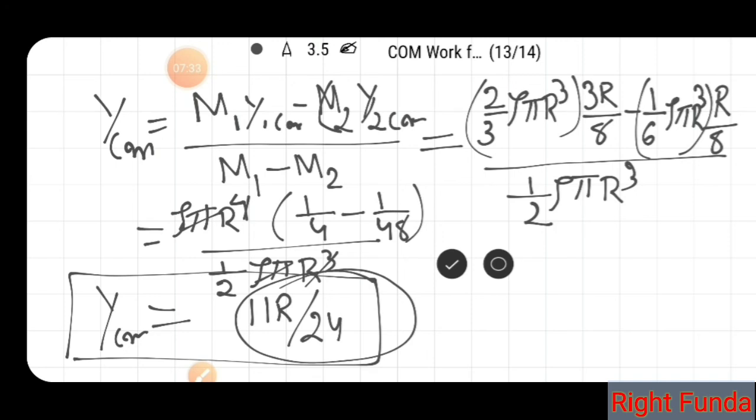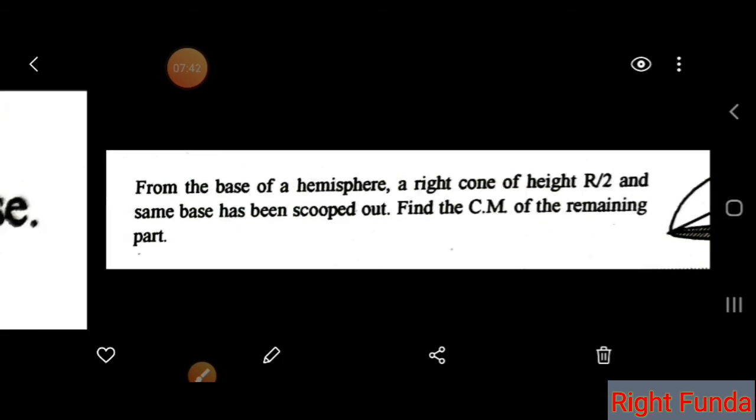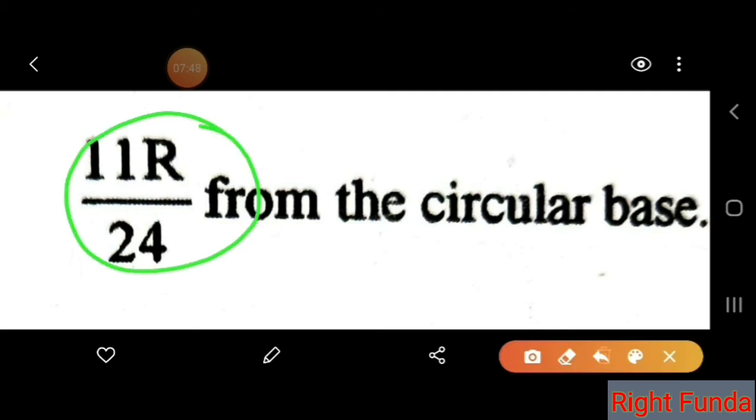Let's see the question and answer once. This was our question, where we find the center of mass of the remaining structure. Let's see what the answer given is. Let's check. 11r by 24 from the base. So this is the answer from the circular base. So we also got the same thing. This is our correct answer.